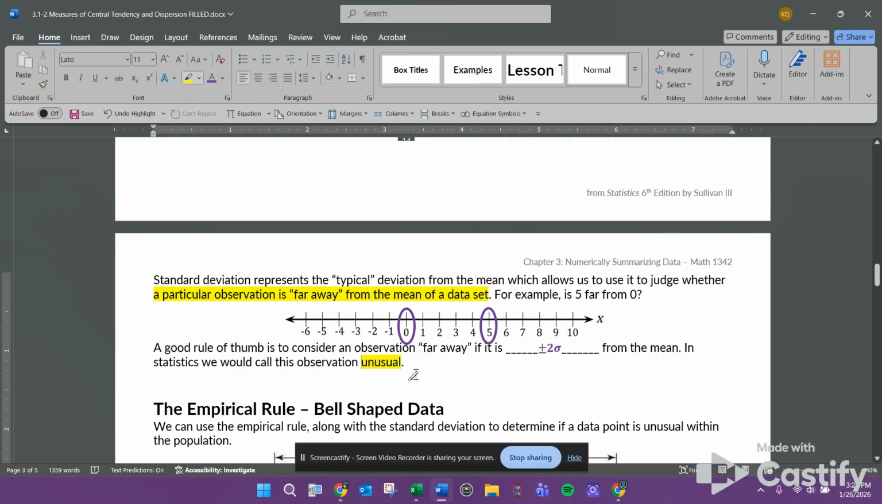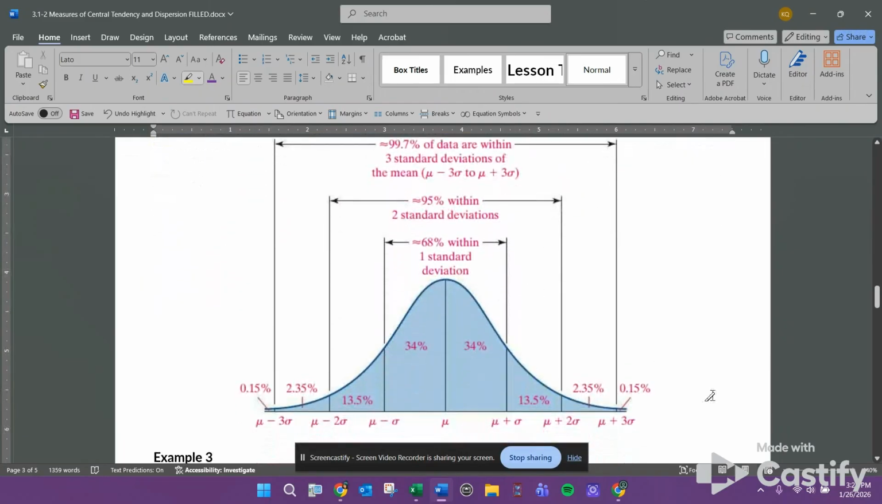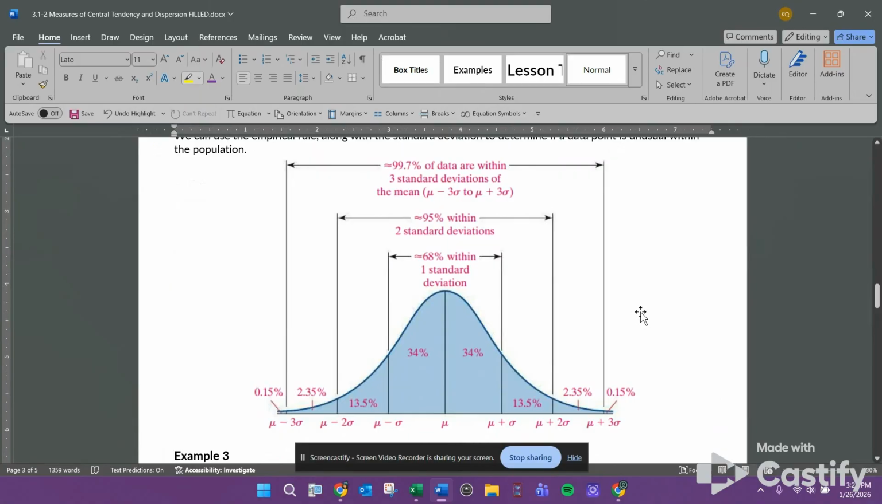Now, all of this leads to what's called the empirical rule, and it is really helpful for bell-shaped data. You'll see this large picture, I think I have to zoom out a little bit, that explains the empirical rule. Notice in the middle, at the very height of this bell-shaped symmetric data is mu, our mean. And then we have standard deviations above and standard deviations below the mean. So this is 3 standard deviations below, 2 standard deviations below, 1 below, 1 above, 2 above, 3 above.